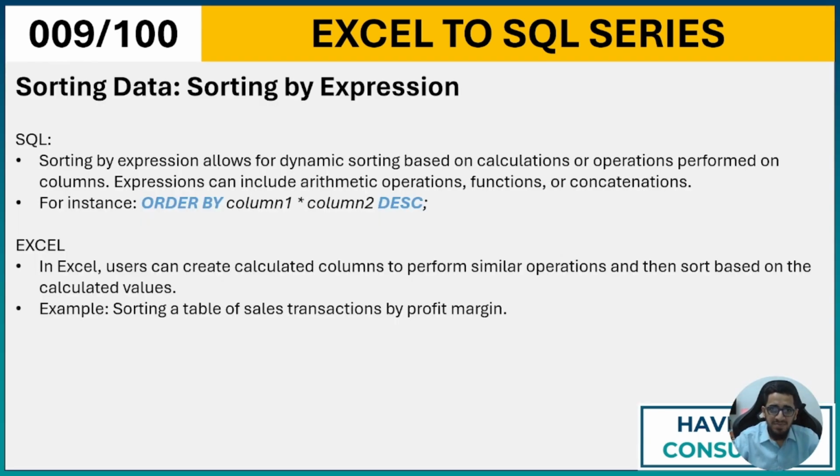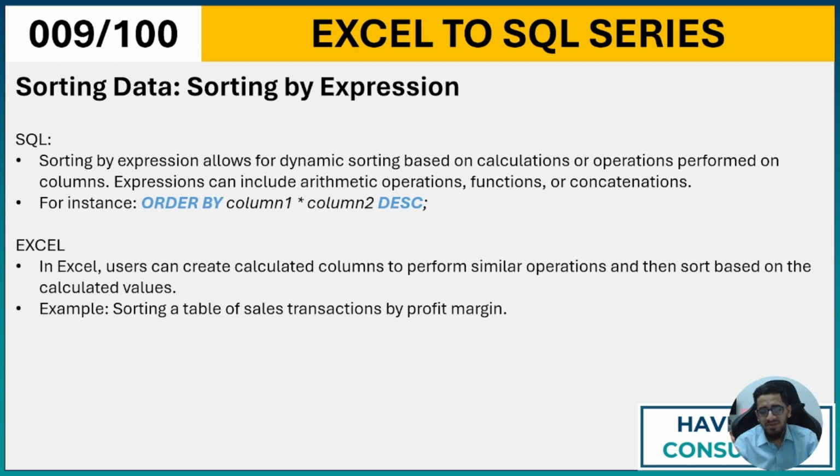Sorting by expression, which is by performing calculation, allows for a dynamic sorting based on calculations or operations performed on columns. The expression can include arithmetic operations, functions, or concatenations. Right now, we're going to do an arithmetic operation. In the next video, I'll be showing one with functions and one with concatenation.